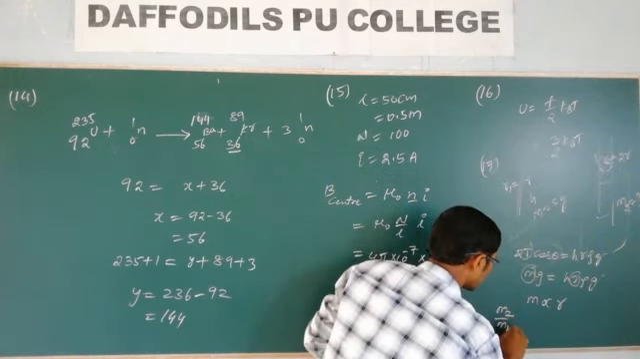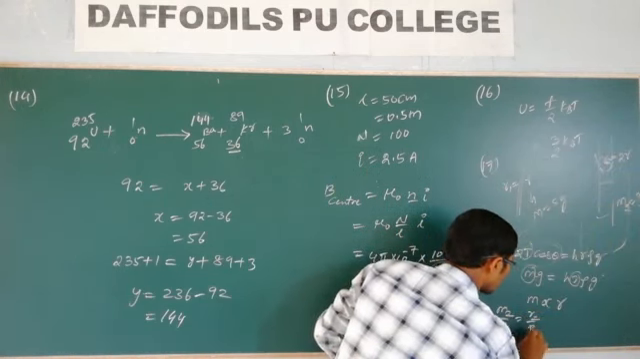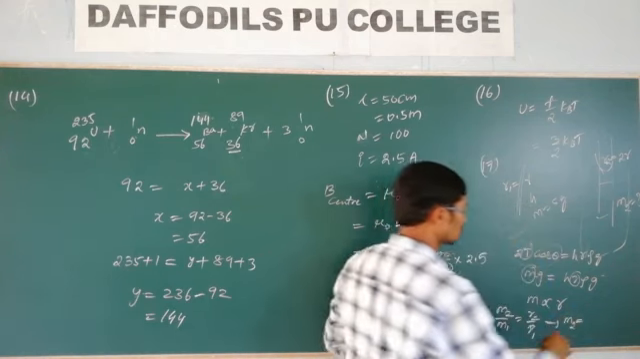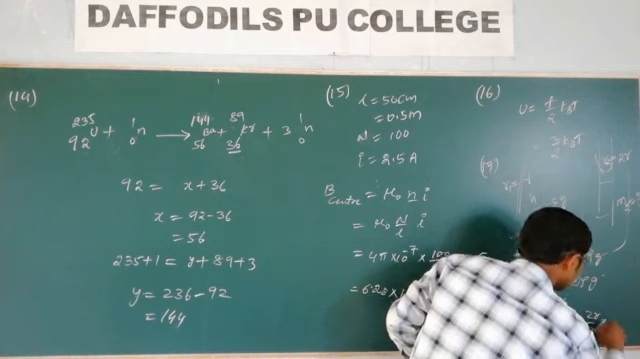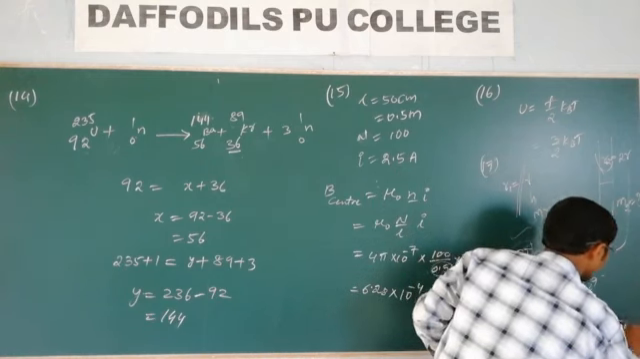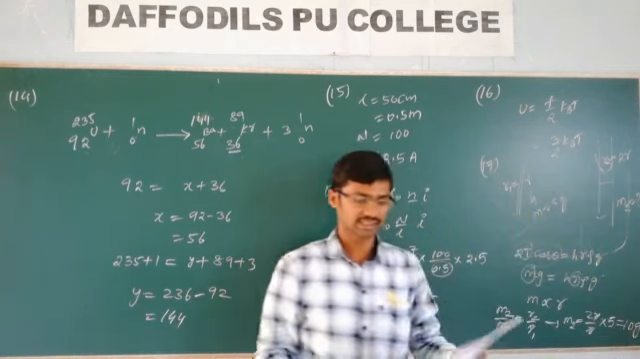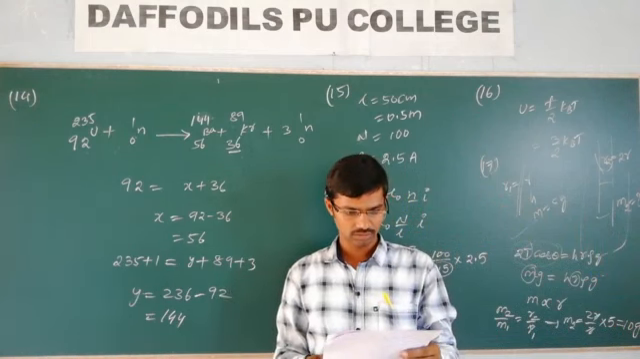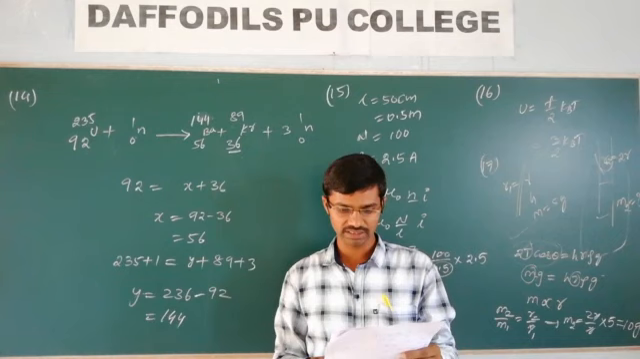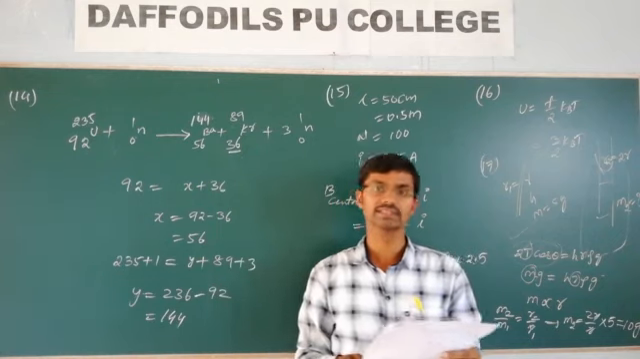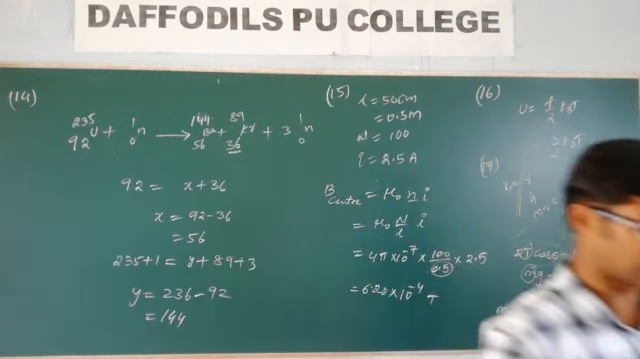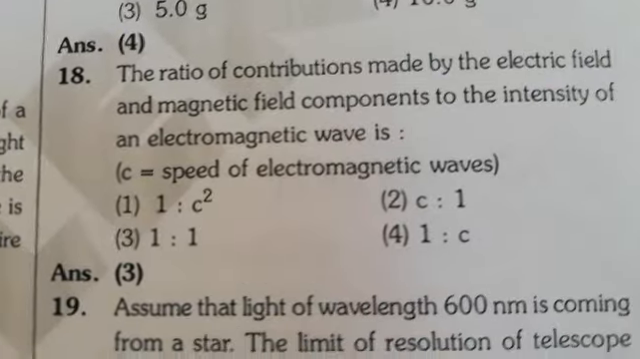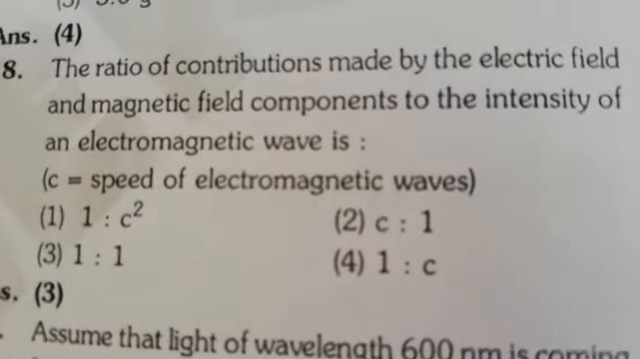R1 is r, r2 is 2r. Now m2 by m1 is equal to r2 by r1. From this one, m2 is equal to r2, 2r by r, into m1 5, that is equal to 10 gram. 10 gram, which represents what option is it? Fourth option. Is it 17th one? Fourth option. Let us see 18th one.